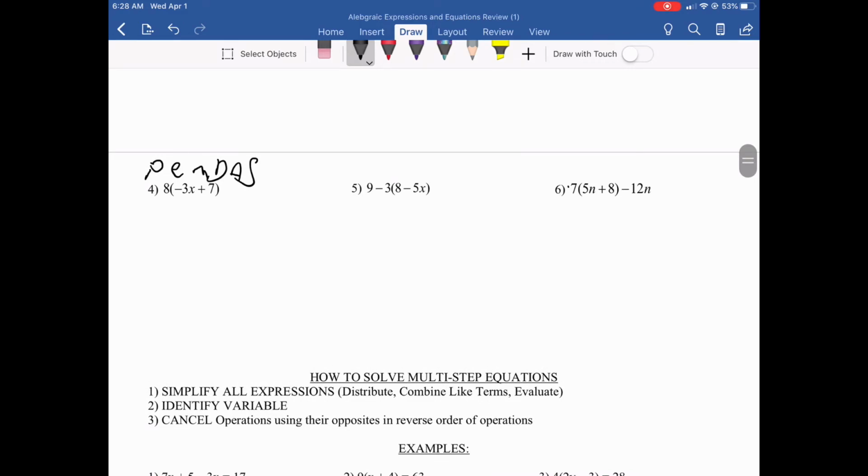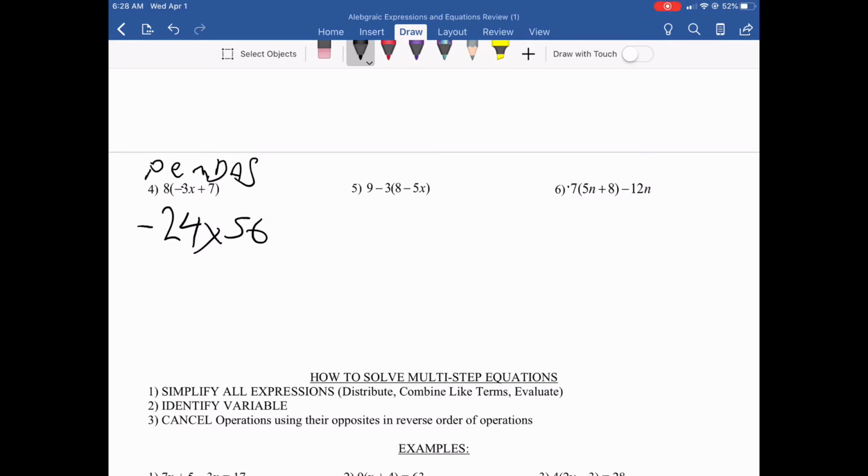Remember PEMDAS. Always remember PEMDAS, okay? Order of operations, we cannot do inside the parentheses because they're not like terms. Okay? But 8 times negative 3x is negative 24x. 8 times 7 is 56.